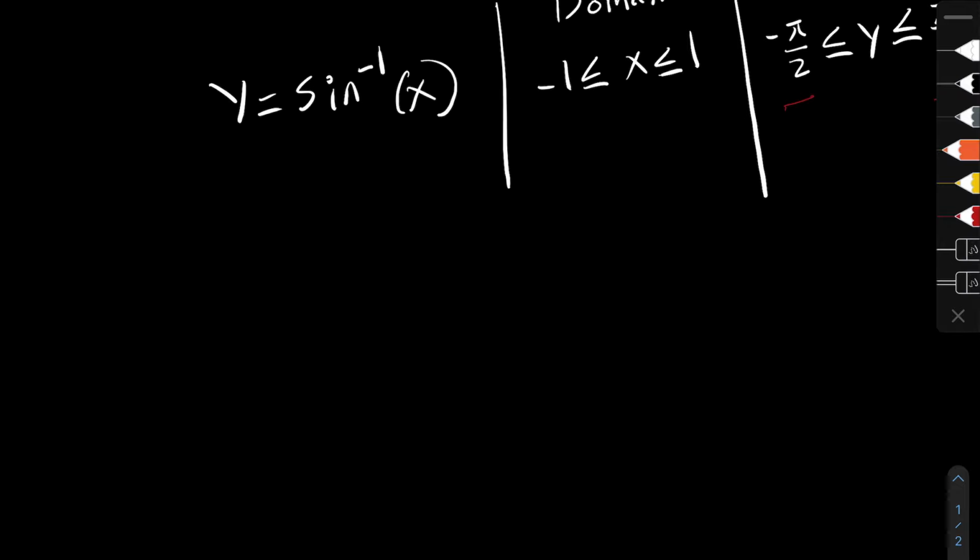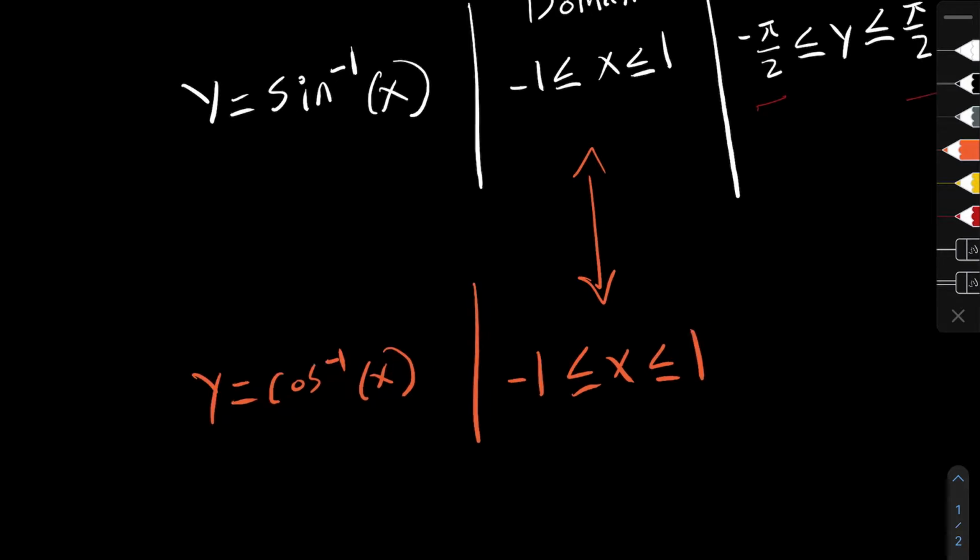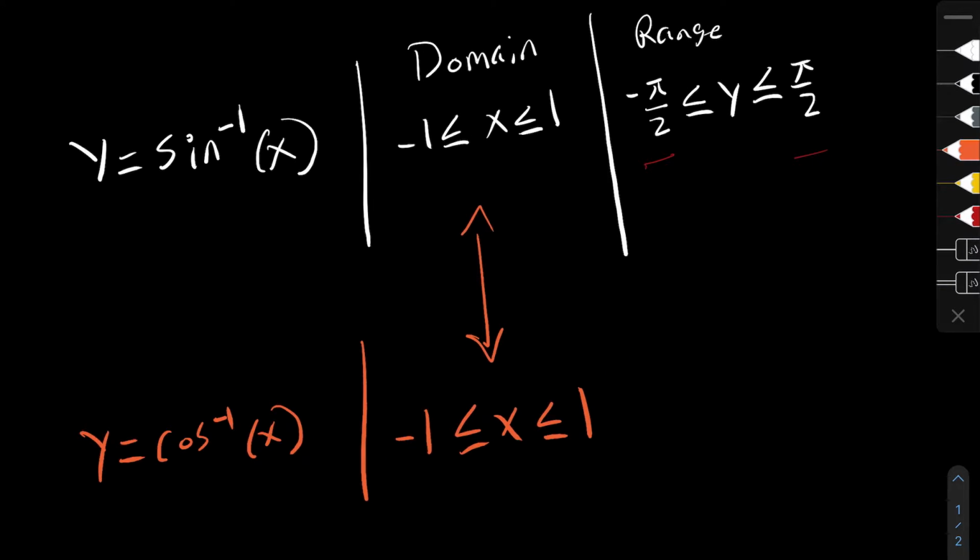Next, let's go ahead and take a look at a cosine equation. So for cosine, we have y equals cosine inverse of x. Then our domain is basically going to be -1 is less than or equal to x, which is less than or equal to 1. As you can see, they're both the same. The domain is the same for sine inverse and cosine inverse, but the changes come when looking at the range, because the range of a cosine inverse is 0 is less than or equal to y, which is less than or equal to pi.